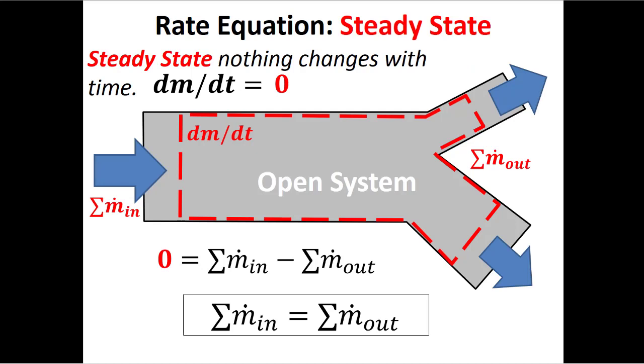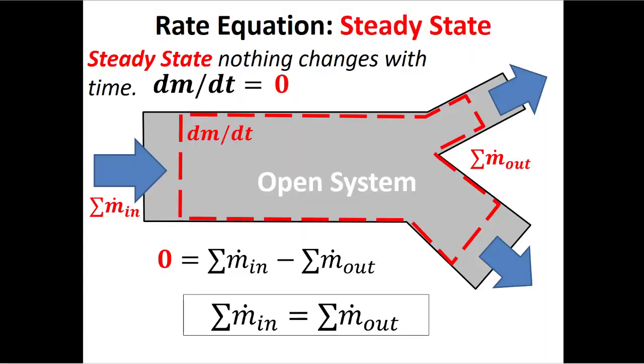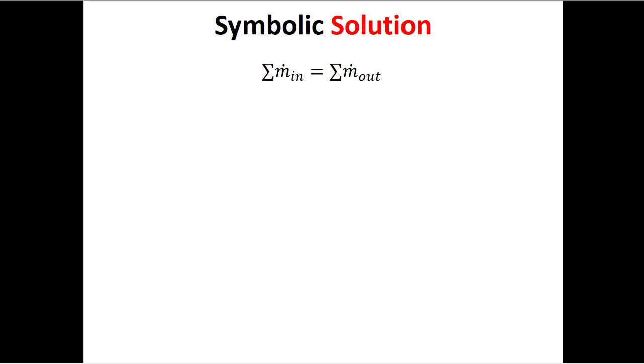So I'm going to use the rate equation for conservation of mass here. I'm going to say that it's at steady state, which means that nothing is changing with time, which means that the mass in my system isn't changing with time. And that means that the sum of all the mass flow rates in is equal to the sum of all the mass flow rates out. So I know symbolically that all the mass flow rates in have to equal the sum of all the mass flow rates out. I only have one mass flow rate in, but I do have two mass flow rates out.